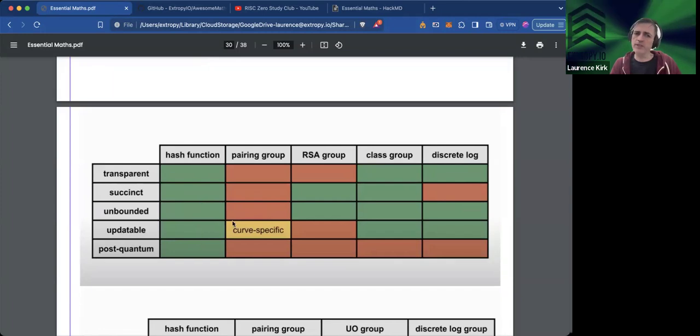Updatable just means that we could switch out our hash function and replace it with a different one, and that would still work. For the pairing groups, this is more difficult. And then the one that people are perhaps most interested in is the post-quantum. Because this is based on a hash function, this will still work once we have quantum computers. The ones based on a pairing group may well be broken by the algorithms that are possible with quantum computers.